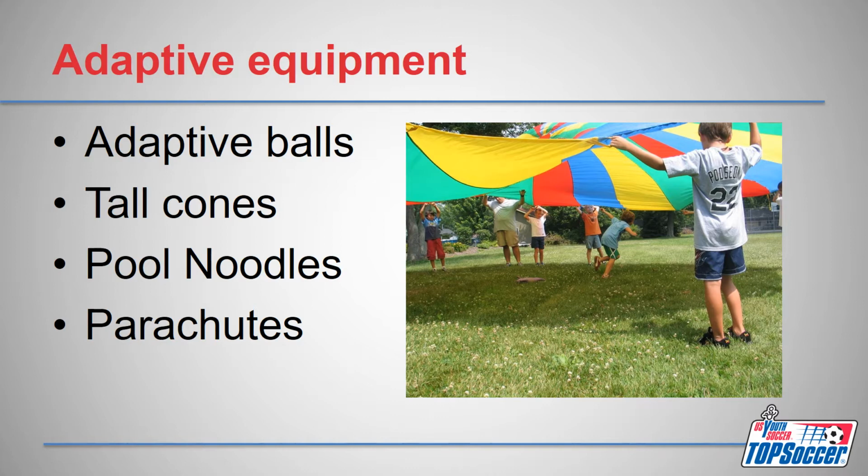You can even use non-traditional soccer equipment such as pool noodles, which are great for tag games and obstacles, and parachutes, which are very popular with many programs. I suggest that you do not proactively buy adaptive equipment until you have a definite need for them at the start of your program.